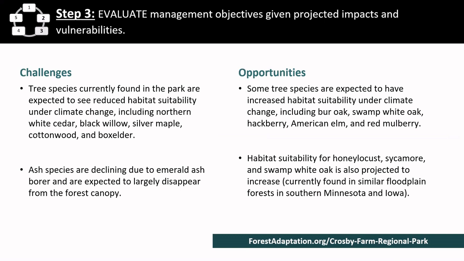In step 3, they determined what some of the challenges and opportunities would be for their plan management and reassessed their original goals for feasibility. Among those challenges were the modeled loss of suitable habitat for some of the trees currently seen in the park and the impending threat of emerald ash borer. However, other trees present at the park were likely to see increased habitat, and even some species from outside of the area were projected to do well in future conditions, increasing the options for possible plantings.